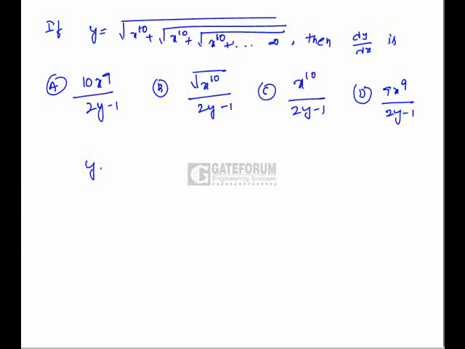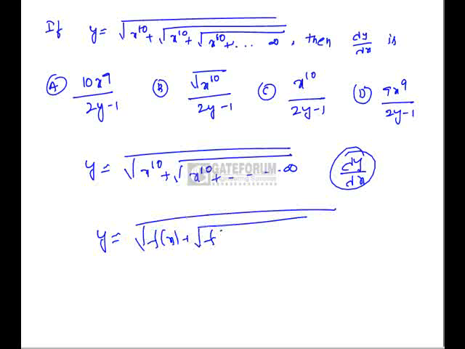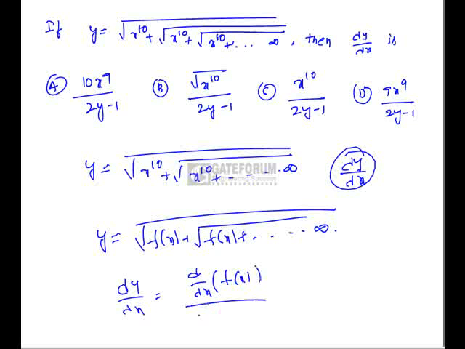In this problem, it is given that y is equal to root over x^10 plus root over x^10, and so on up to infinite terms. Now we have to find the derivative, that is dy/dx. There are two ways of solving this problem. One is directly by formula. If y is root over f(x) plus root over f(x) plus so on up to infinity, then dy/dx is the derivative of f(x) divided by 2y minus 1, which is x^10 differentiated over 2y minus 1. Differentiating x^10 gives 10x^9 over 2y minus 1, which is option A.